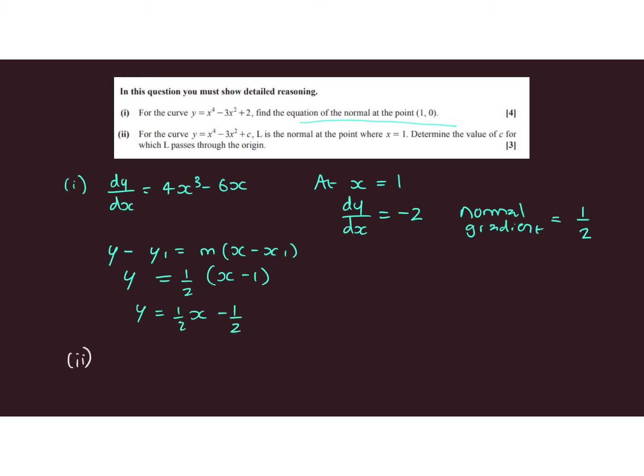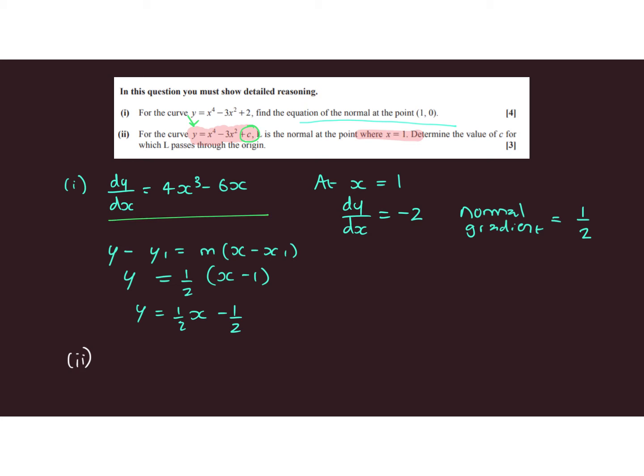So for part 2, we've been given a similar curve, but this time the y-intercept is c rather than 2 as in part 1. And L is again the normal at the point where x equals 1. So when you differentiate this function here, you're going to get exactly the same derivative that we got last time, because of course this c will differentiate to give us 0.